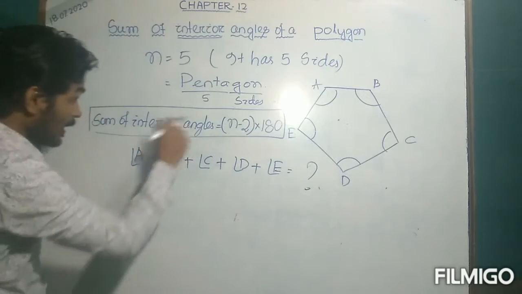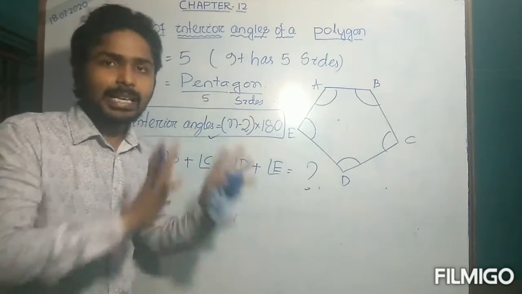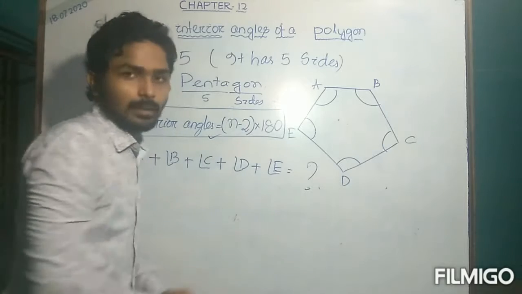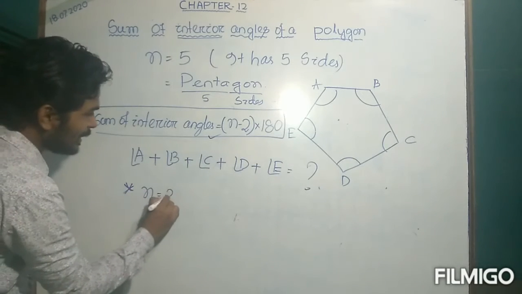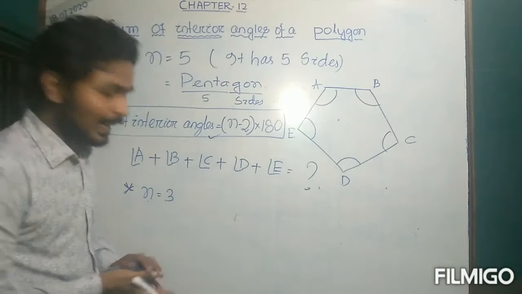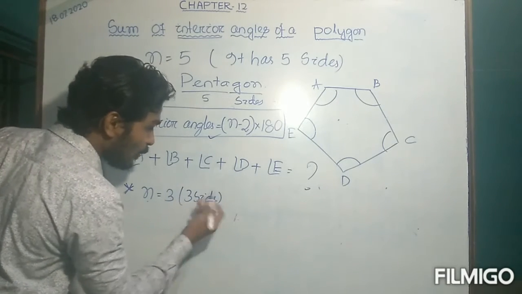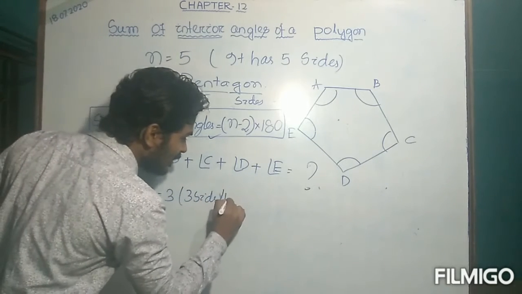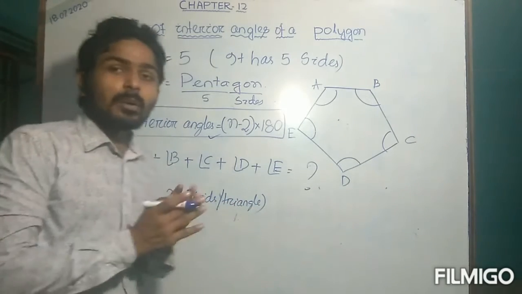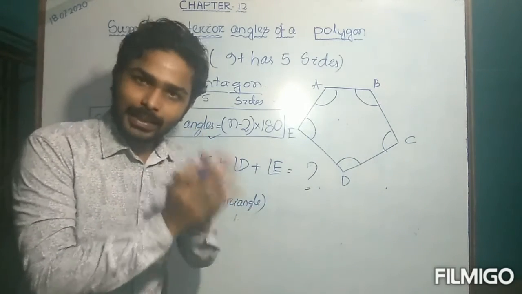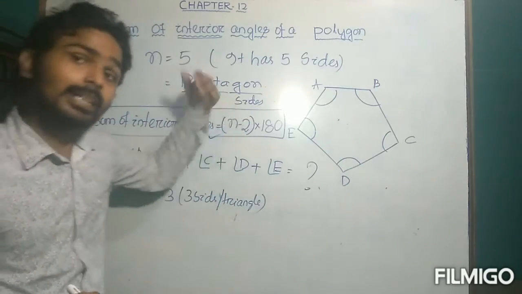Clear? So now we have to verify whether this formula holds good for any polygon or only for a pentagon. Suppose n is equal to 3. N is equal to 3 means it has 3 sides. That means it is a triangle. As we know, the sum of the angles of a triangle is 180 degrees. But here we will use this formula and find out the sum.